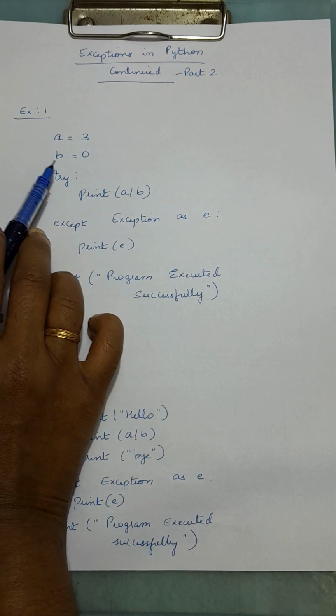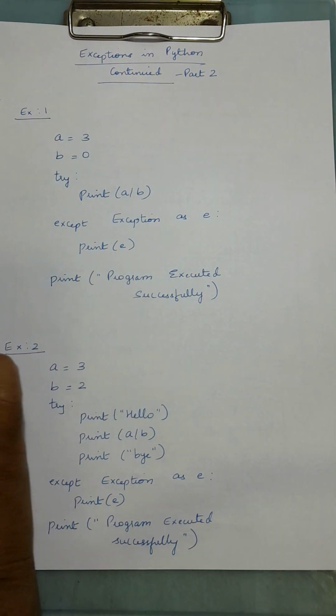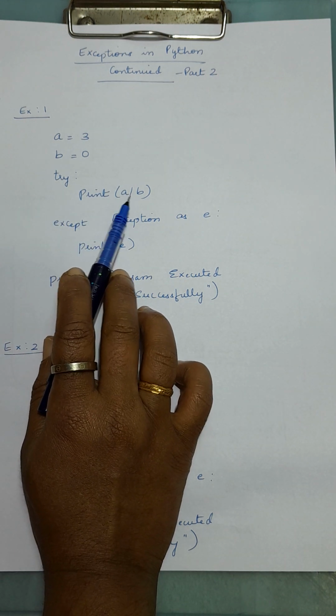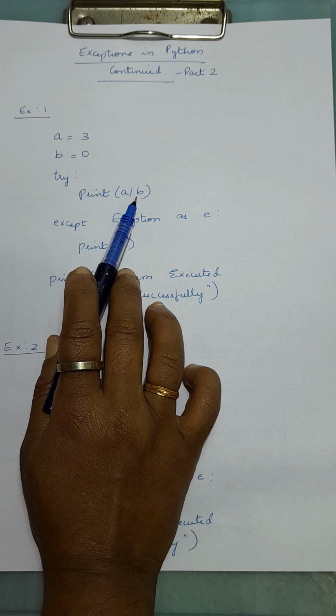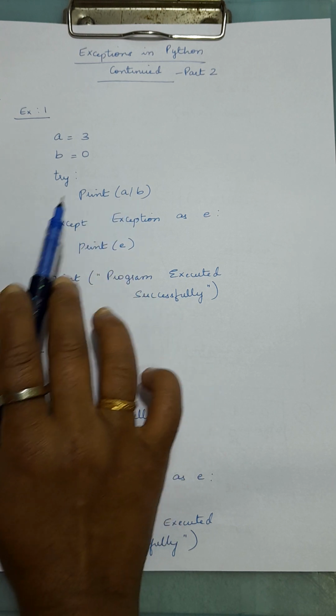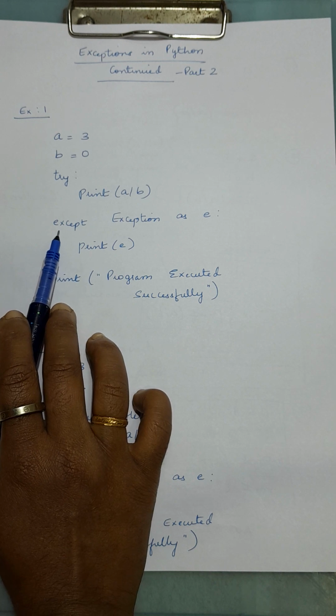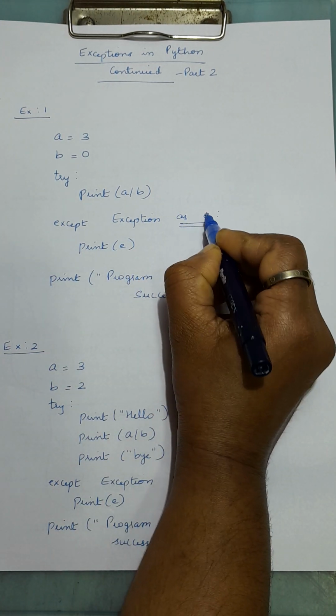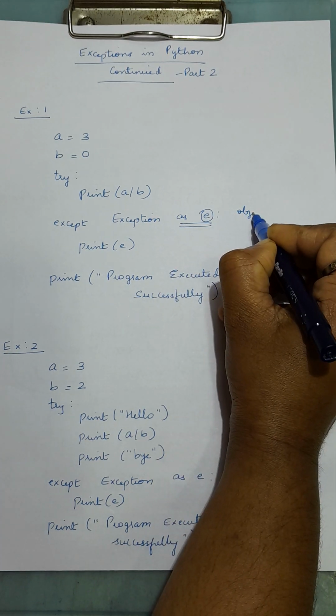Now see the example here, example 1. A is equal to 3, B is equal to 2, the same example which I had already taken. I'm just trying to print A divided by B, 3 divided by 0. Now there is an error, division by 0 error. So what will happen, it will just go to the catch the exception, except Exception as E. Now see, this E is an object.